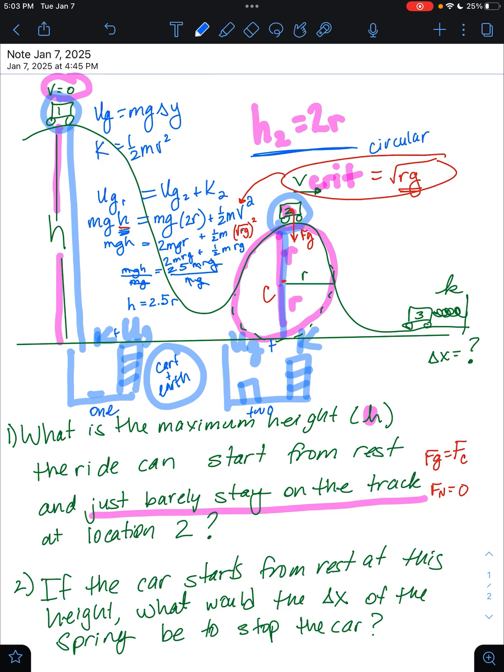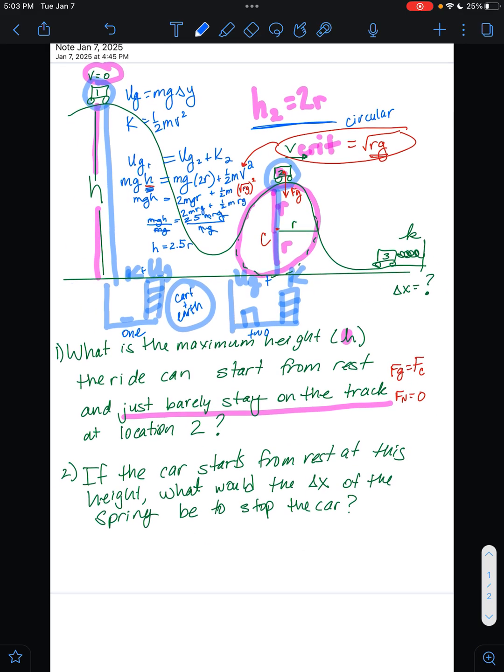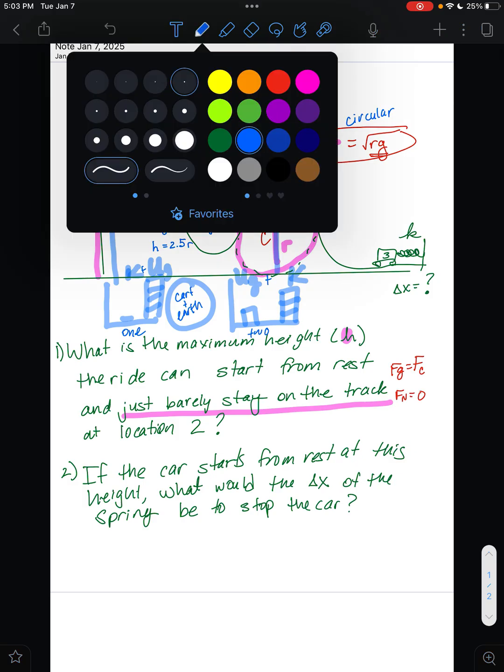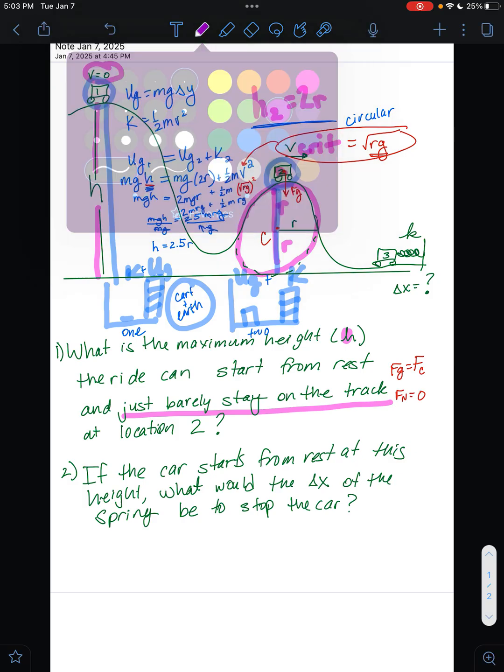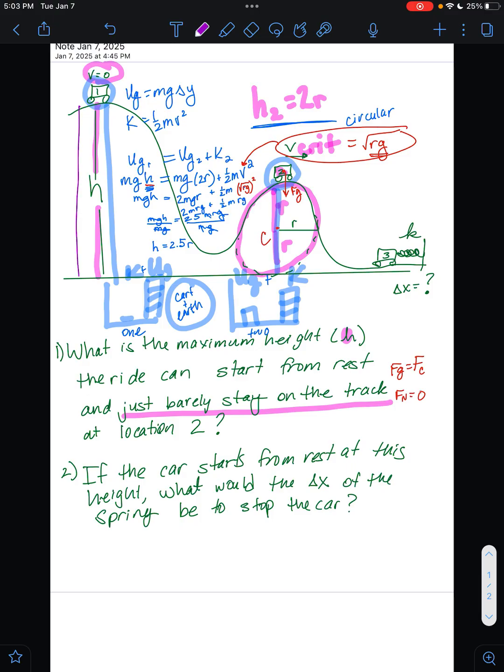Now, this problem continues to say if the car did start from rest at location 1, what would the delta x be of the spring in order to stop the car? So now when we're looking at this, it is still an energy problem, but we have different places to isolate here. We're going to say, hey, I started at location 1, but I'm going to end over here at location 3. So as I am comparing location 1 to location 3, I'm going to say that at 1, all of my energy is gravitational.